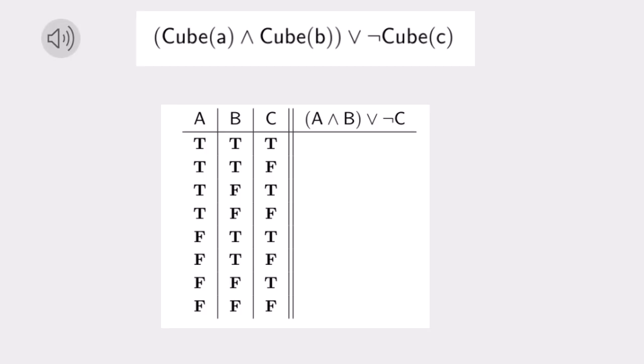So now let's go on to a slightly more complicated example where we have multiple atomic sentences appearing. In this case, we'll analyze the sentence cube A and cube B or negation cube C. In other words, either A and B are cubes or C is not a cube. There are 3 connective symbols here, a conjunction, a disjunction, and a negation, and there are 3 atomic sentences, cube A, cube B, and cube C.